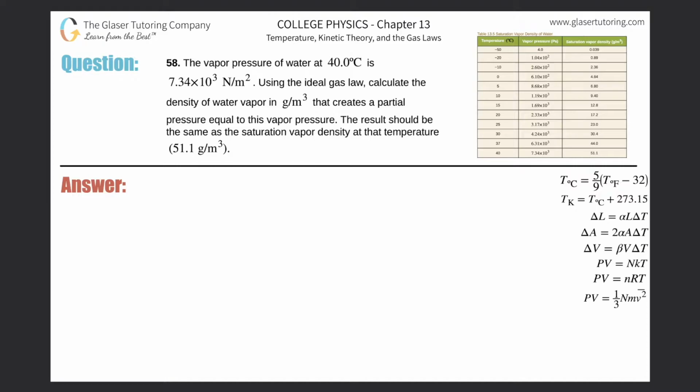Number 58. The vapor pressure of water at 40 degrees Celsius is 7.34 times 10 to the 3 newtons per meter square. Using the ideal gas law, calculate the density of water vapor in gram per cubic meter that creates a partial pressure equal to this vapor pressure. All right. So, sounds a little confusing, but let's write down the ideal gas law.